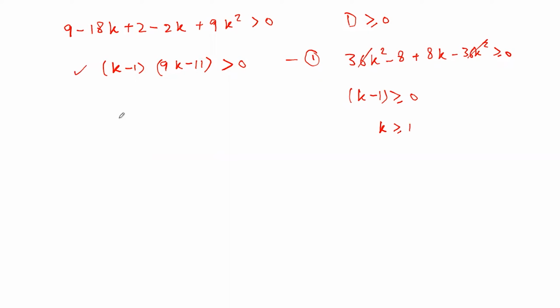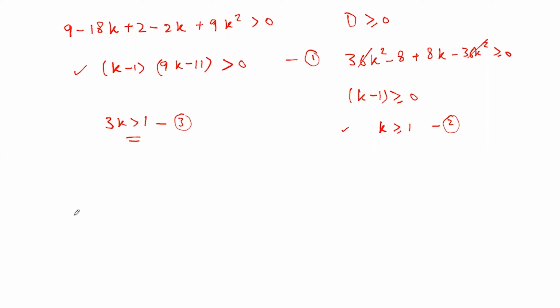So first is this, second is this, and third, minus b by 2a, right? So this is 3k greater than 1. So first one, this is second one, and this is third one. So we have to apply all three, and then we have to see which one is going for our correct option and correct answer, right?